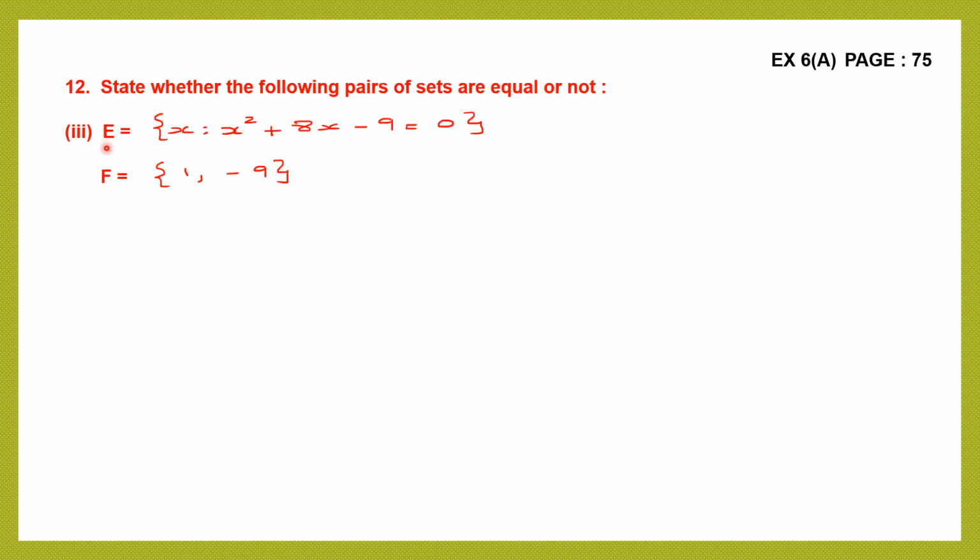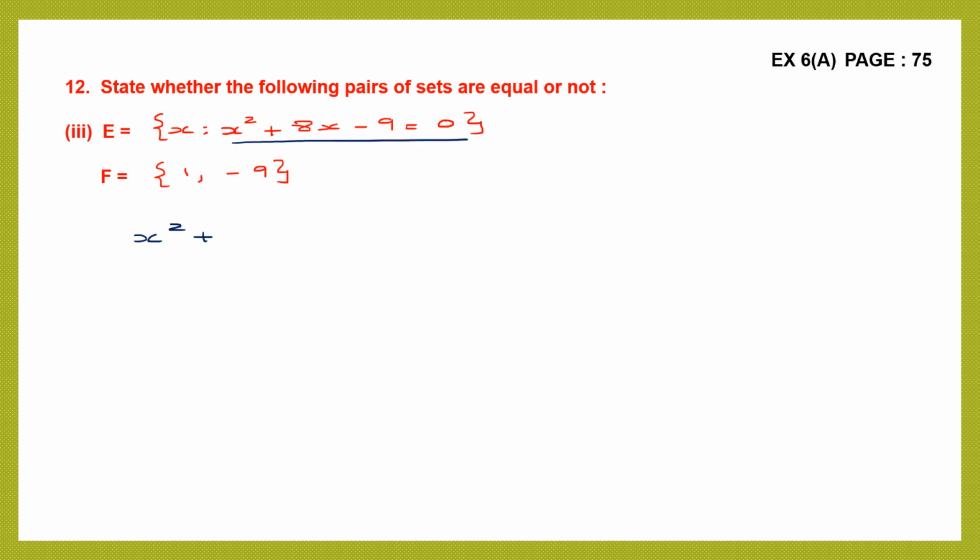Question 3. E is equal to x such that x square plus 8x minus 9 is equal to 0. We have to solve this and find the elements of E. Now the elements of F are already given to us. If both the sets have the same elements, we can call them equal sets. So let's begin by solving for E. Here we have x square plus 8x minus 9 is equal to 0, a quadratic equation.